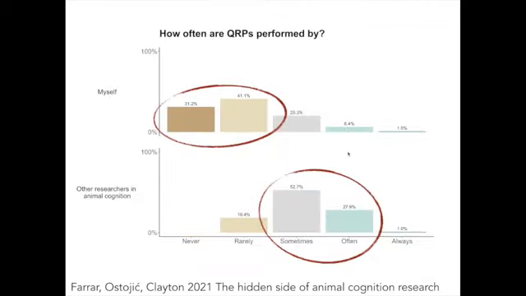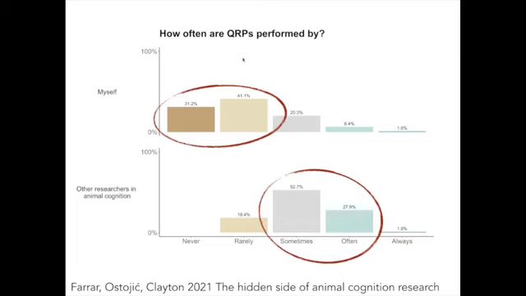One more thing from this paper. How often are QRPs performed by, and then we have myself and other animal cognition researchers. What's a QRP? A QRP is a questionable research practice. These are things like p-hacking, hypothesizing after results are known. Fraud, of course, is also a questionable research practice, but that's not usually what is meant by this. This is meant by these sorts of statistical procedures, which are, in a sense, normative, but actually not licensed by any statistical philosophy, things like p-hacking, for example.